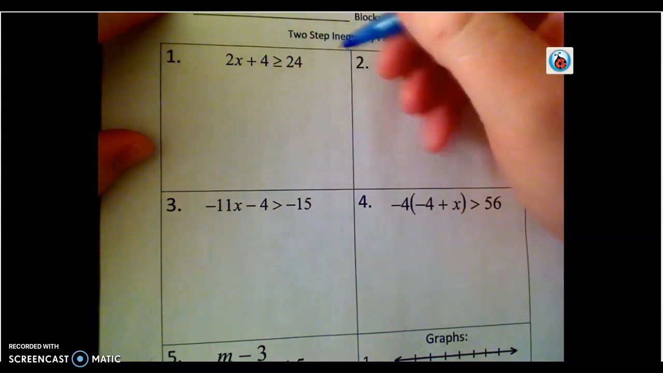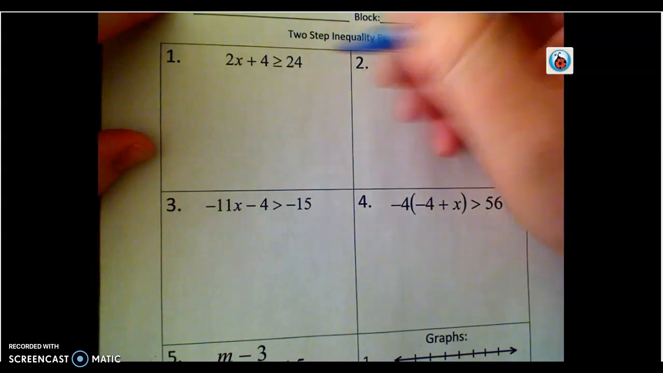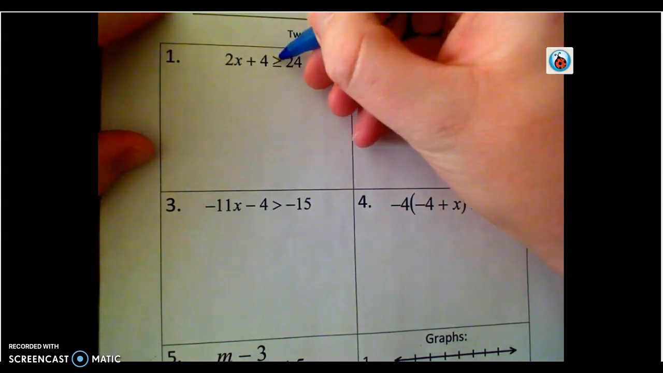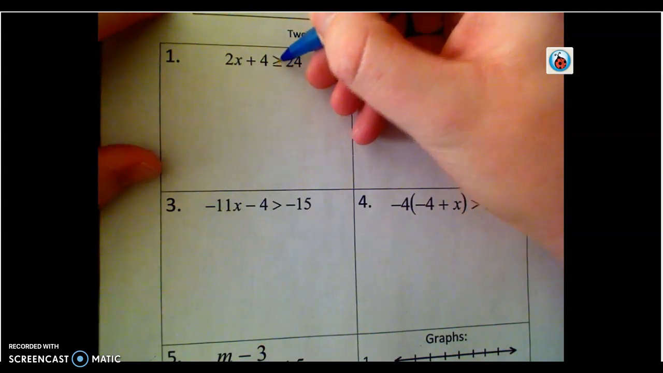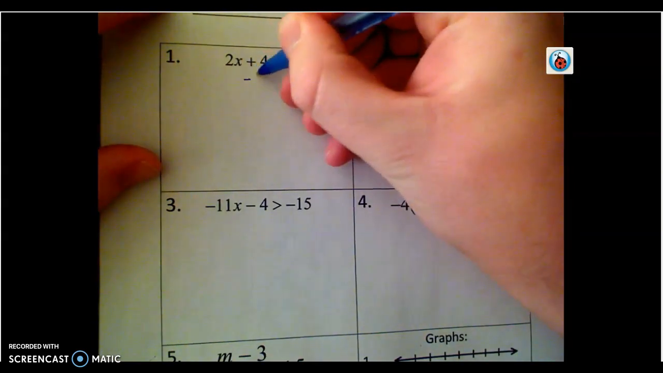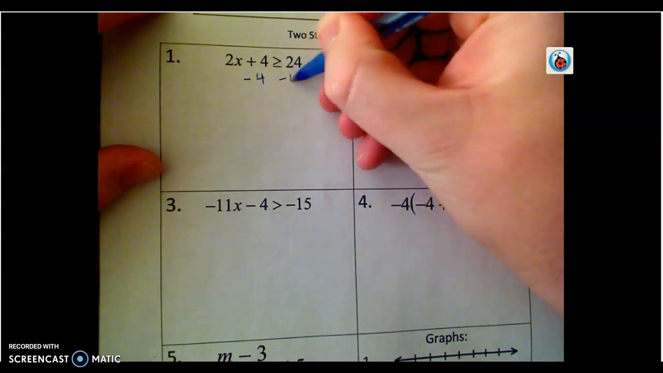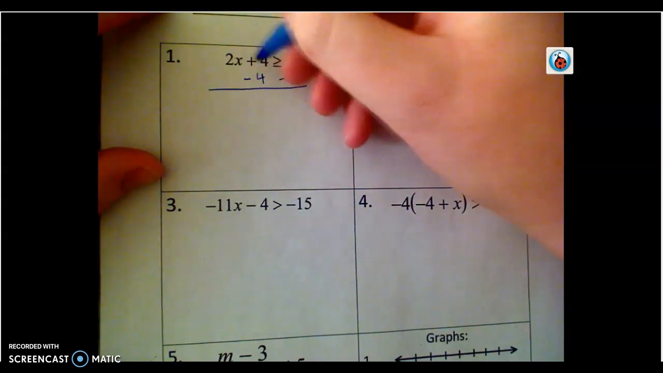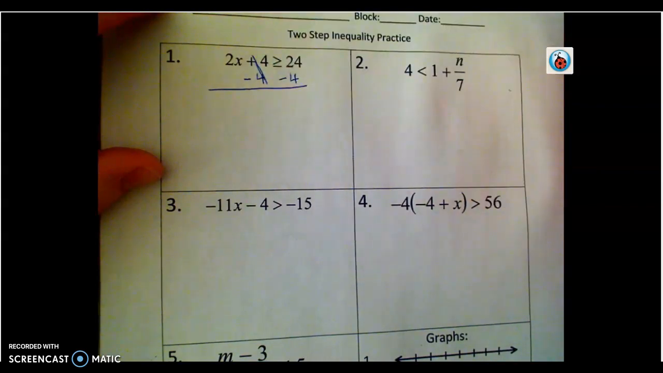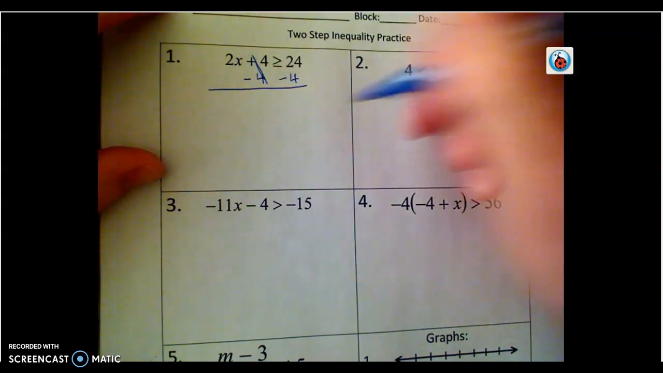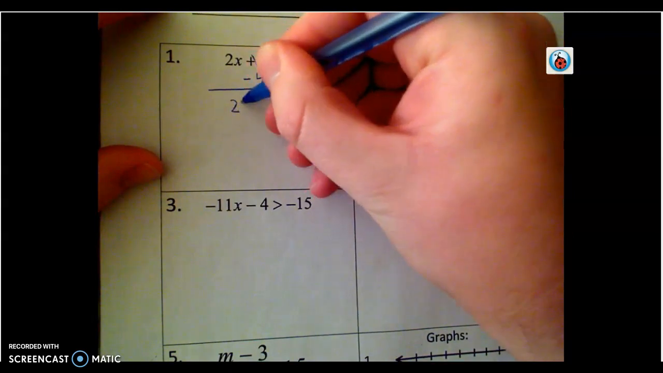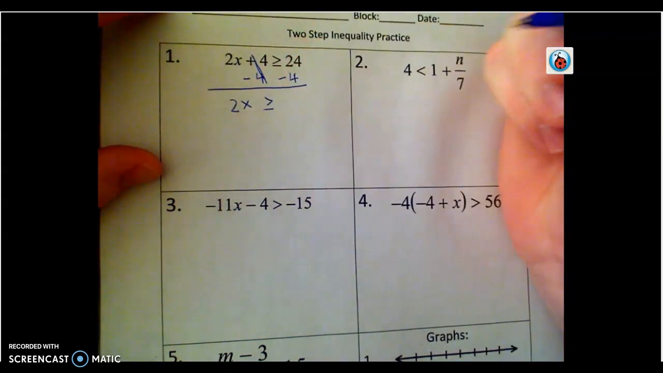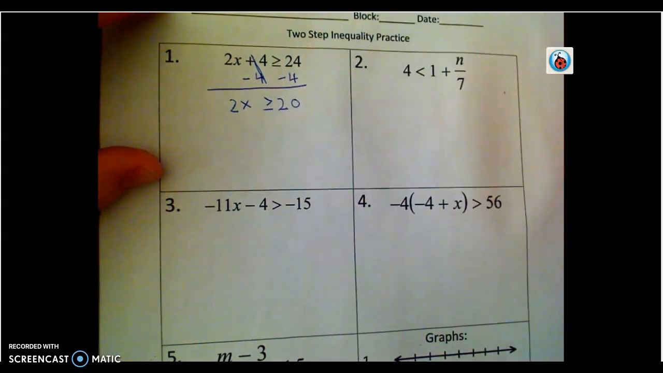So for number 1, it's a two-step inequality, so all of these problems are just like solving two-step equations, except instead of an equal sign, we have an inequality sign. My first step is going to be subtracting 4 from both sides. Subtracting 4 will cancel my plus 4 on the left side. It will leave me with 2x is greater than or equal to 20.